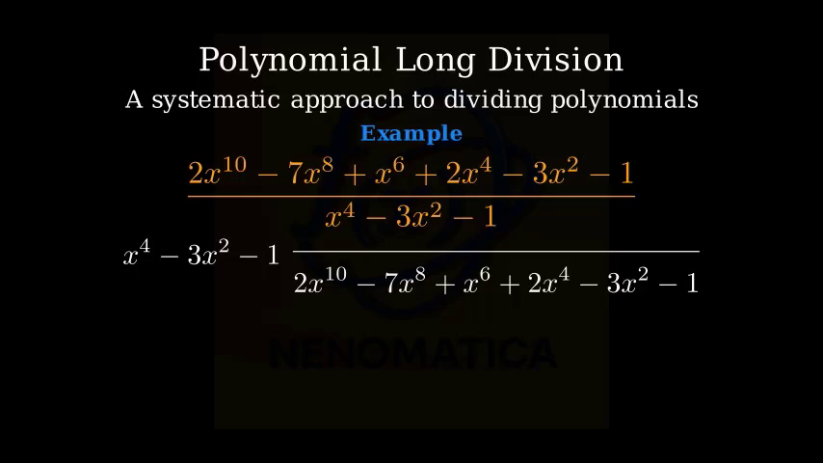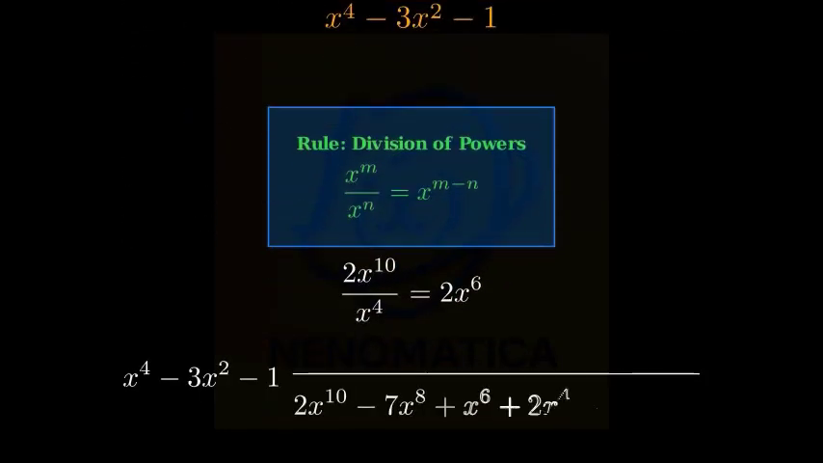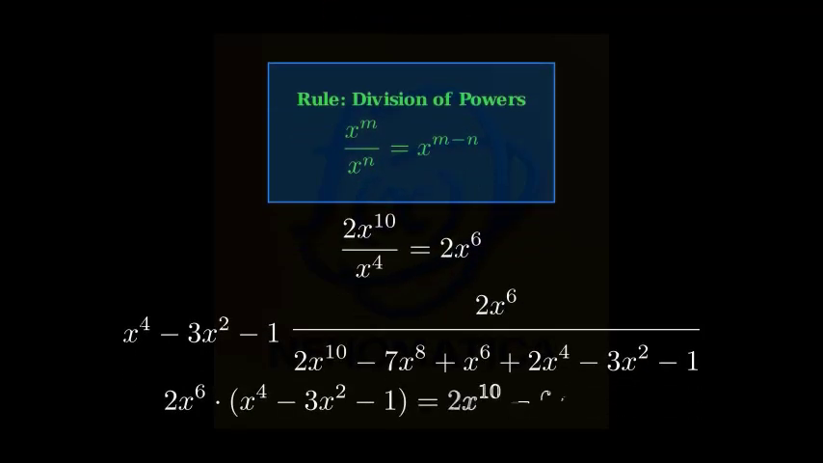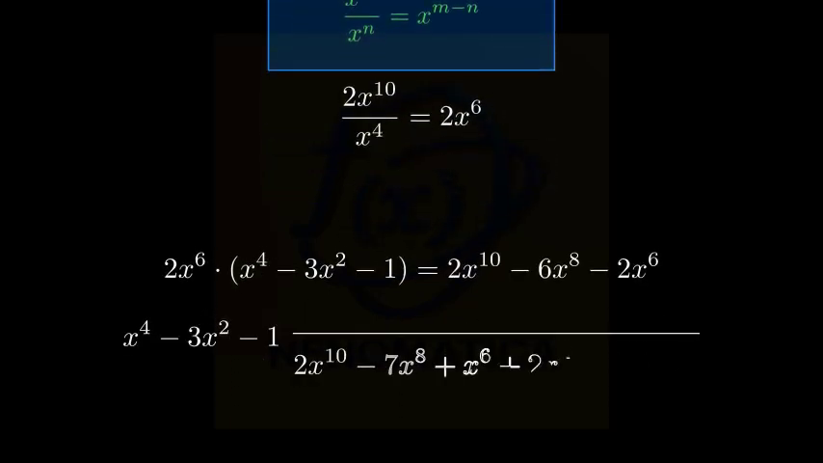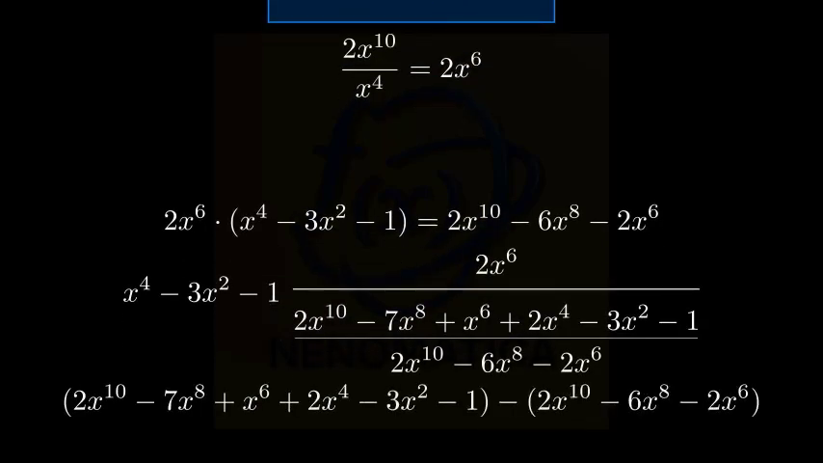Step 1. Let's start by dividing the leading term of the dividend by the leading term of the divisor. We divide 2x to the 10th power by x to the 4th power, which gives us 2x to the 6th power. We write this above our division symbol. Next, we multiply the entire divisor by this result, 2x to the 6th power. This gives us 2x to the 10th power minus 6x to the 8th power minus 2x to the 6th power. We then subtract this from our dividend.